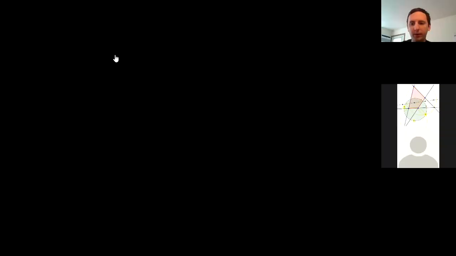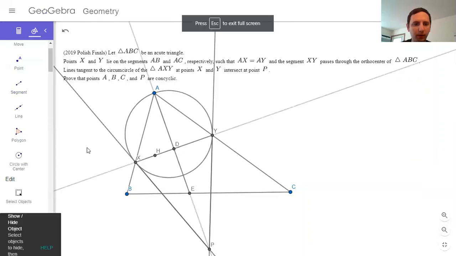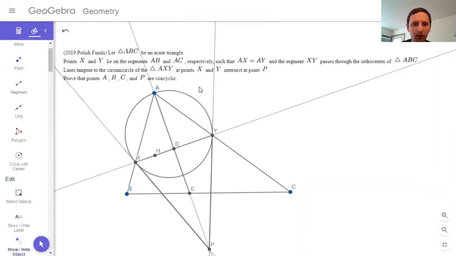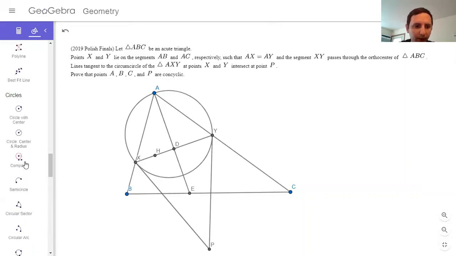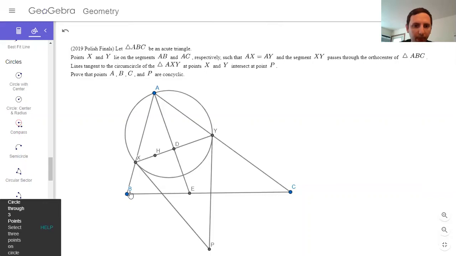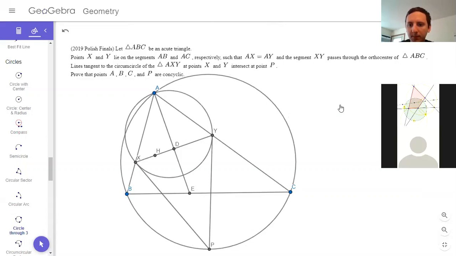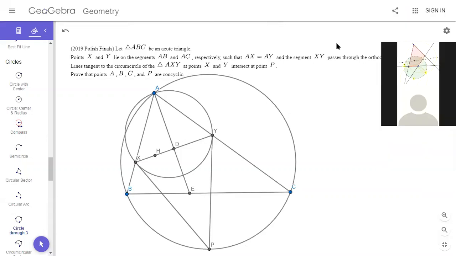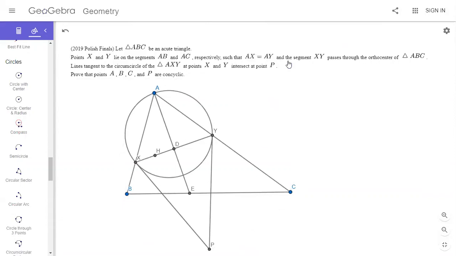All right. So here's the problem. Let's see where we can start. First, let's see, is that actually true? A, B, C, and P are cyclic? Okay, so that's true. How do we prove it?